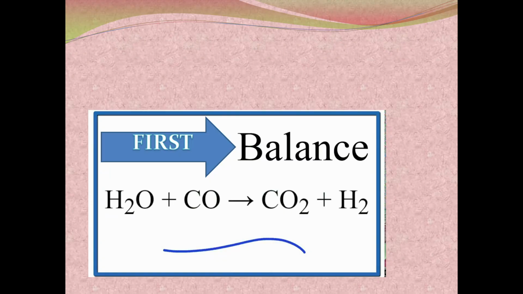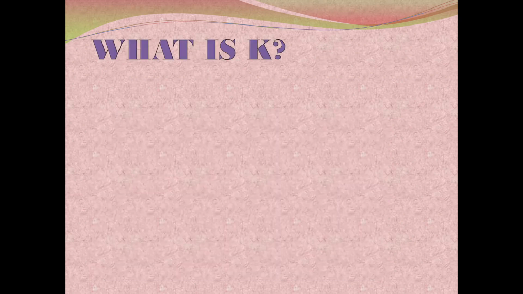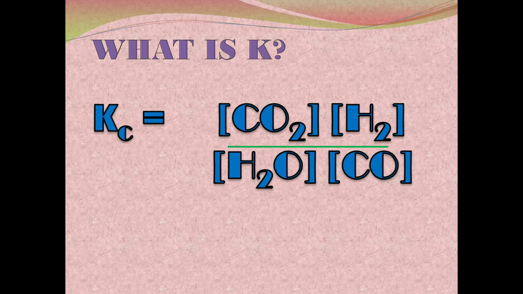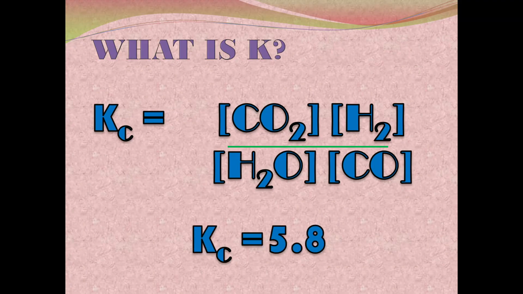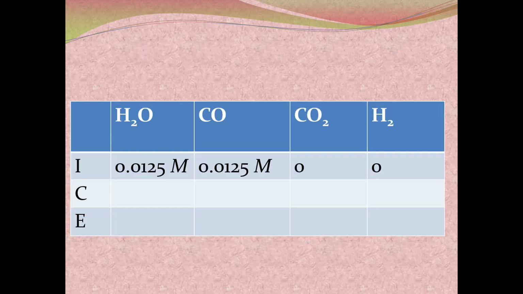So this equation is balanced as is, because I'm just moving an oxygen from the water to the CO2. And K is CO2 times H2 divided by H2O and CO. And I know that K is 5.8. Gave me that in the problem. So here's my icebox. 0.0125 molar H2O, 0.0125 molar CO. No CO2, no H2.